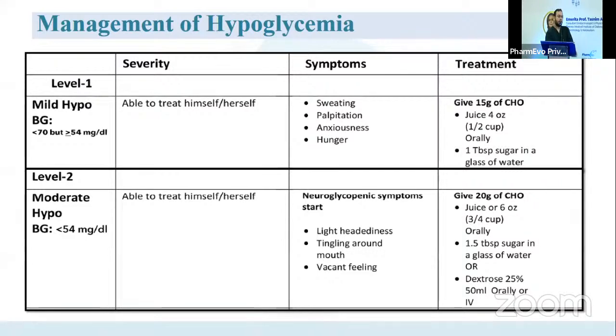At that time, what they have to do is they should be given 20 grams of carbohydrates. And the foods or drinks, like 6 ounces of juice or 1.5 tablespoons of sugar or honey, or dextrose, if available at home, should be given.